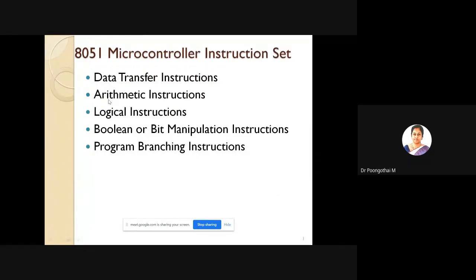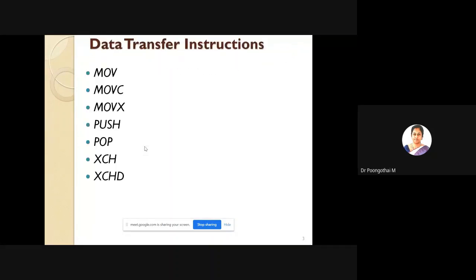Your instruction set of 8051 is broadly classified into 5 categories: data transfer instructions, arithmetic instructions, logical instructions, Boolean bit manipulation instructions, and program branching instructions. In data transfer, we have MOV, MOVC, MOVX. MOVC is for accessing data elements from code memory. MOVX is for accessing data elements from external memory. PUSH and POP are used for accessing data elements from the stack, and there is also exchange digit.